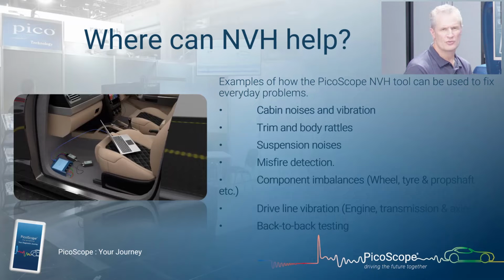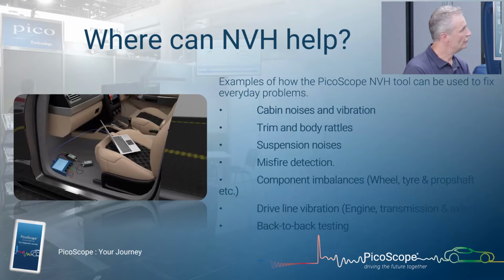So typical complaints would be cabin noises and vibrations. Trim and body rattles, those intermittent nuisance rattles where you have to drive on a certain road surface. We've got a perfect tool within NVH called Function Generator to help you find those. That also extends to suspension noises, intermittent knocking noises, maybe rattles. With suspension, we use something called a time domain. Misfire detection, a very big diagnostic feature of NVH because there's quite a unique signature that comes with a misfire.